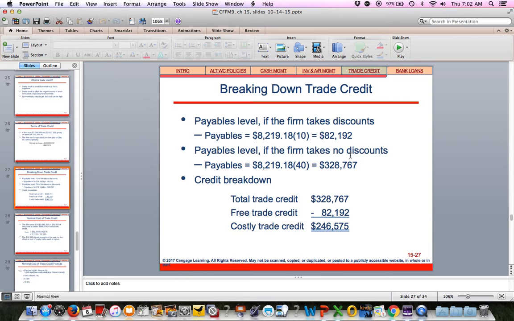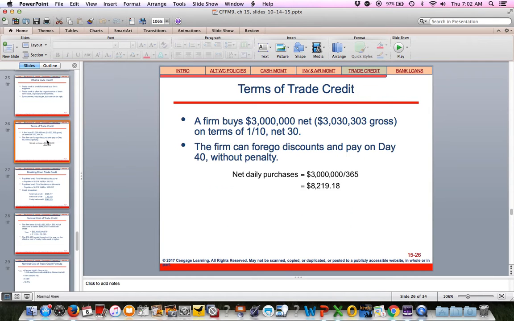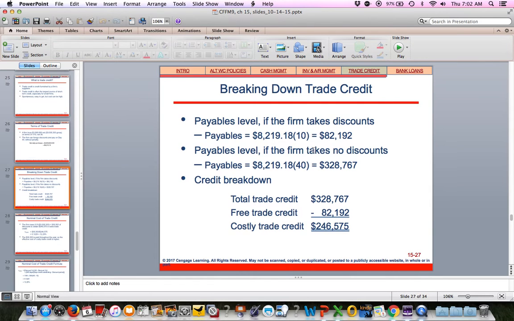So at payables level, if the firm takes discounts, payables would be 82,192. And the 82,192 again is our net daily purchase times 10. So if we always paid our bill within 10 days, we'd have an account payable number on average of $82,000. If we forego the discounts and we just simply pay on the 40th day, because that's the last day we can pay without a penalty, our payable level would be $328,767.